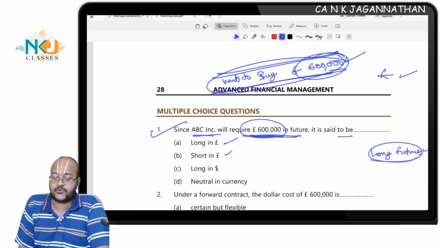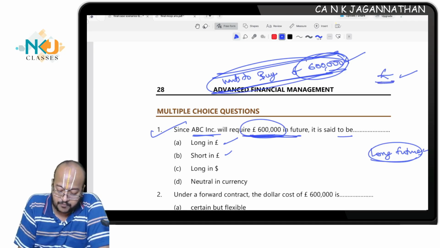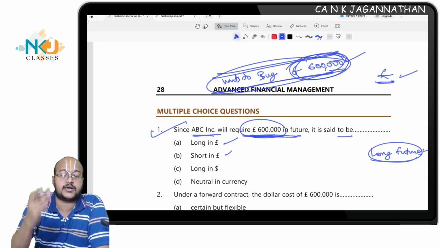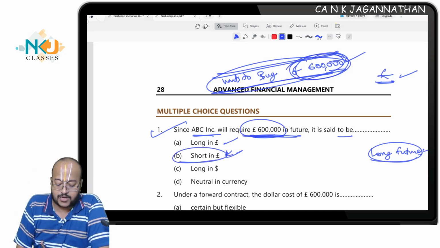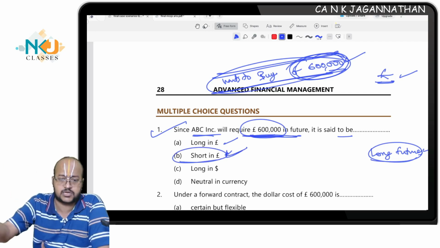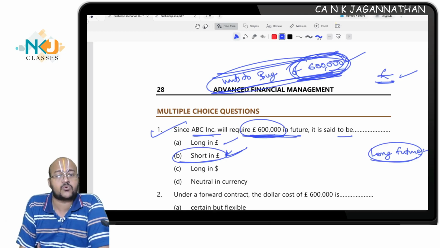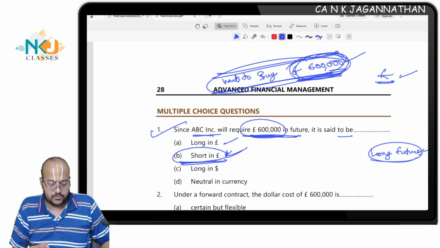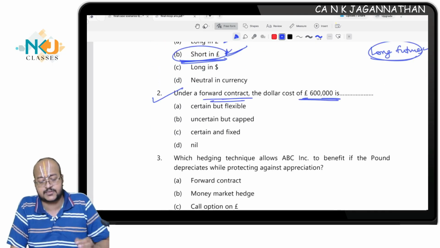I told you, if you are long in futures, then in the spot market, if you want to buy this foreign currency, you are said to be short in the pound. Are you all understanding? To understand this, try to visualize using futures, but understand that you are going to buy the currency later. You don't have it today, which means you are short in the pound.